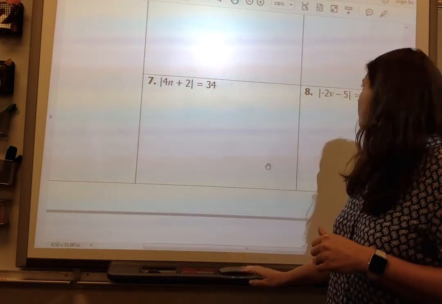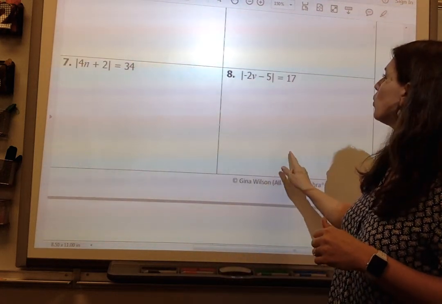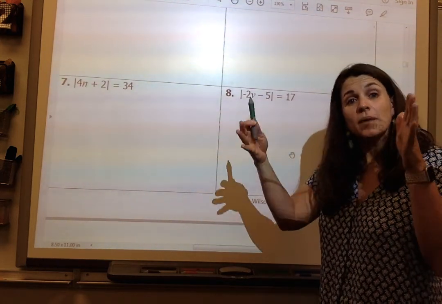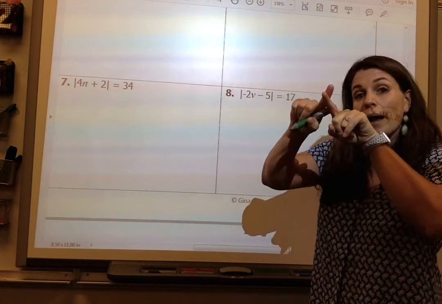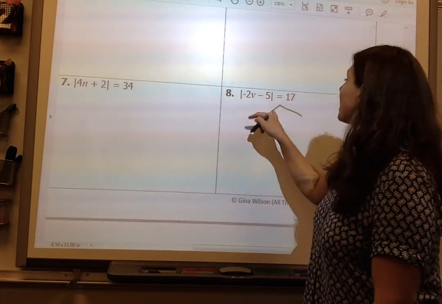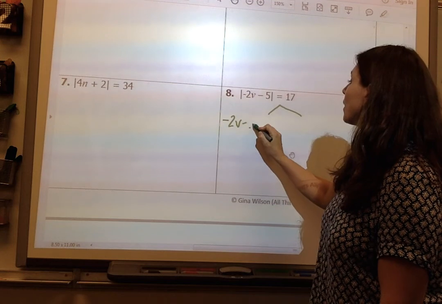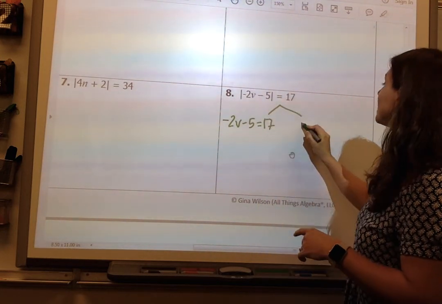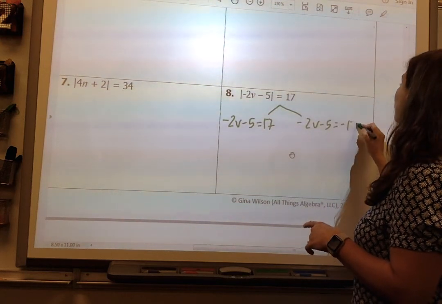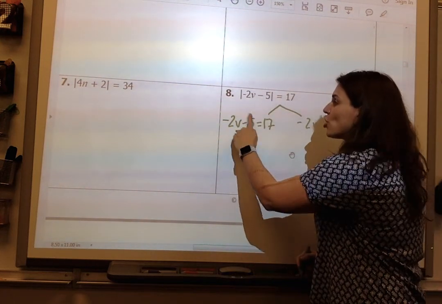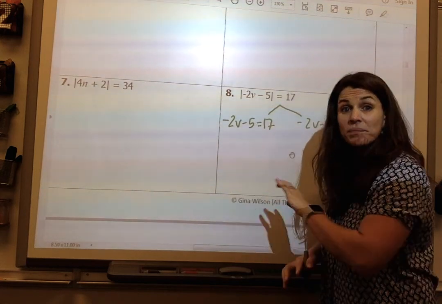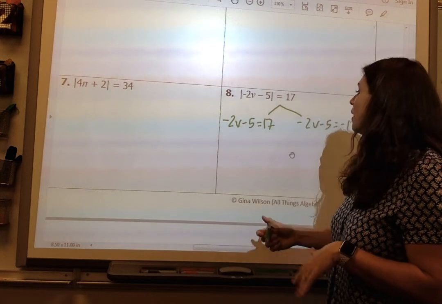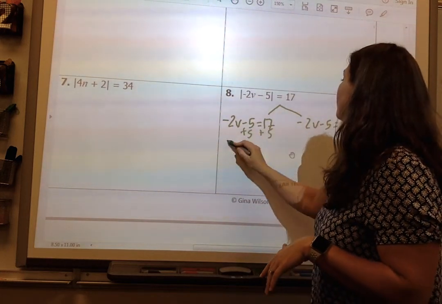Okay, so let's look at some examples. Let's do one more here, and then we'll go into some other ones. So step 1, isolate. It's isolated. Step 2, I break it into 2 groups. I set the inside, negative 2v minus 5, equal to the positive value, and I set the inside equal to the negative value. Notice, did I change any of that inside information? I didn't. Do not change that inside information. Keep it the same. And now I'm going to add 5.